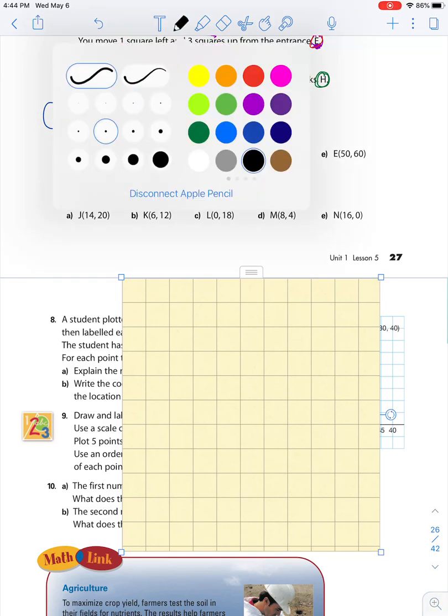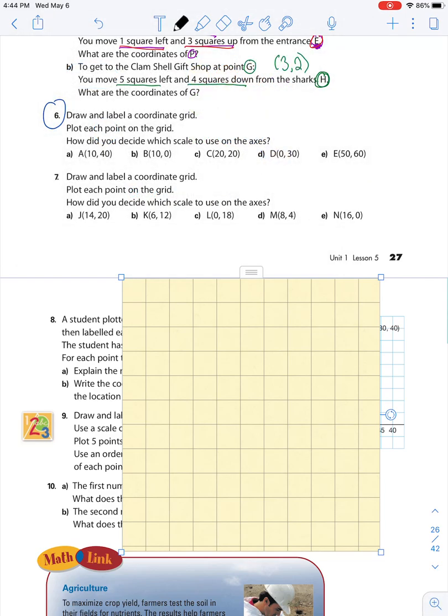So now what we need to do is I'm going to use my black and maybe make it a little bit thicker, because that was our tip from today. When we're drawing and labeling a coordinate grid, we should use a black pen and a ruler to first of all make our grid.